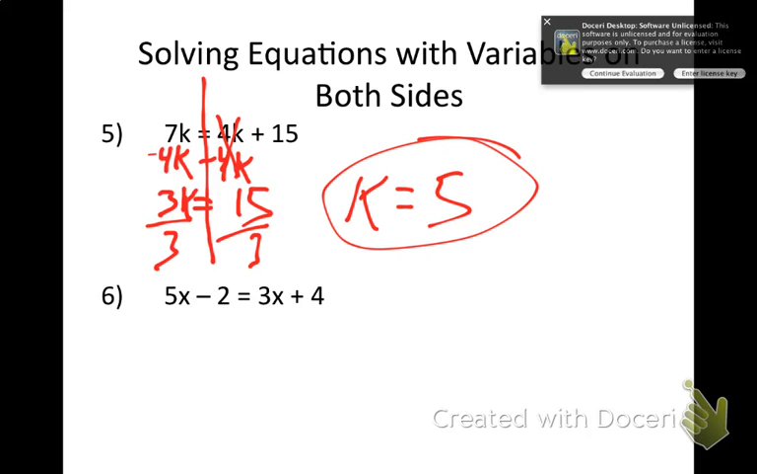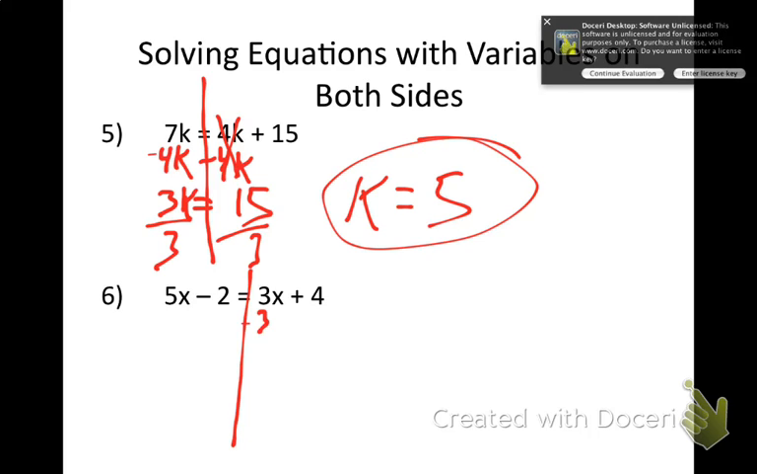Now again, when we get to more advanced problems later, it doesn't really matter which way you go, but if you make it always positive, you make fewer mistakes later on. So for example, number 6 here. I can move the 5x to the right, or I can move the 3x to the left. Doesn't matter. Which one do you want to do, Andy?